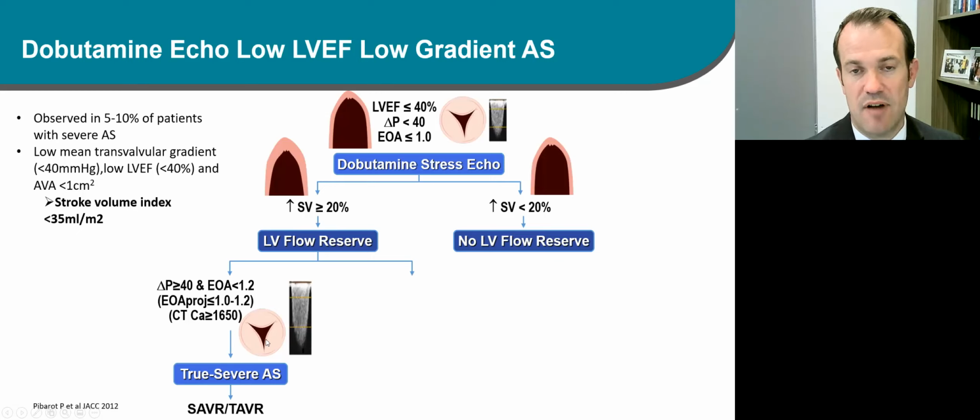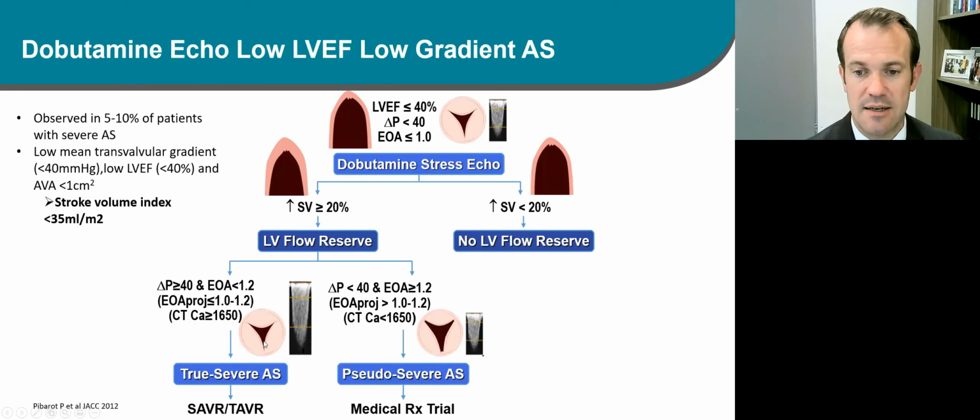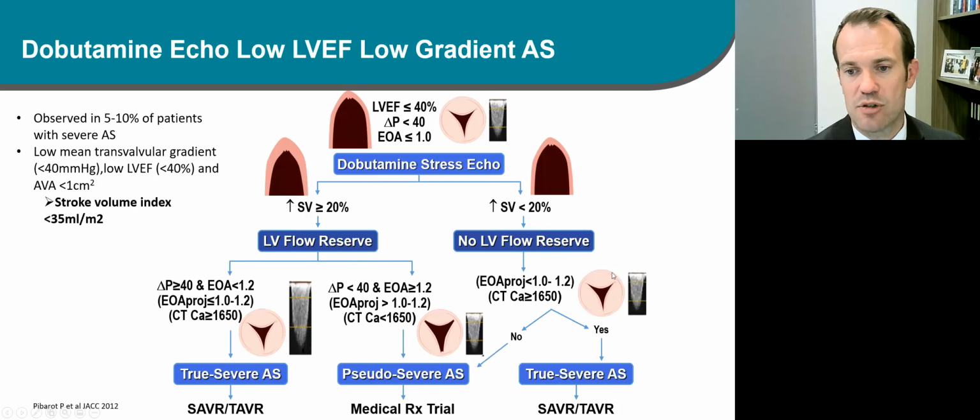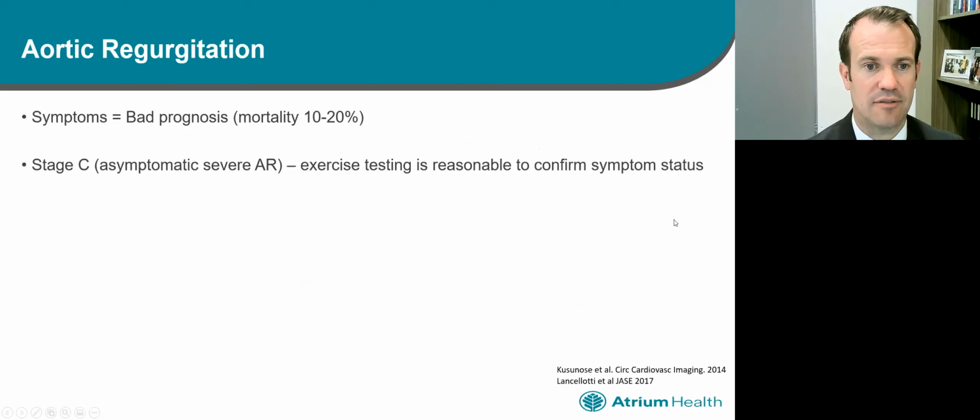And if the valve doesn't open and the gradient goes up, they have true severe AS. If the valve opens and the gradient doesn't go up, it's pseudo-severe. If they don't have flow reserve, then we're going to have to do some more testing to try and define it. We can do a projected aortic valve area or assess the coronary calcium of the aortic valve.